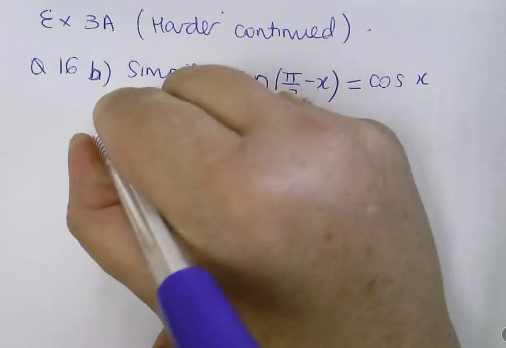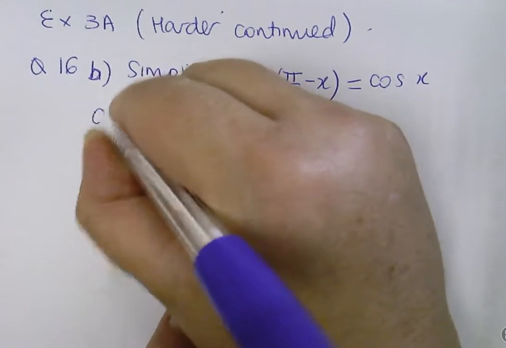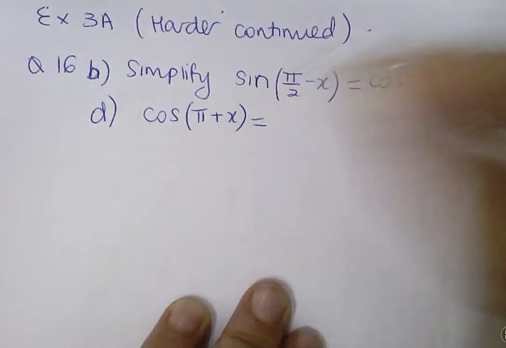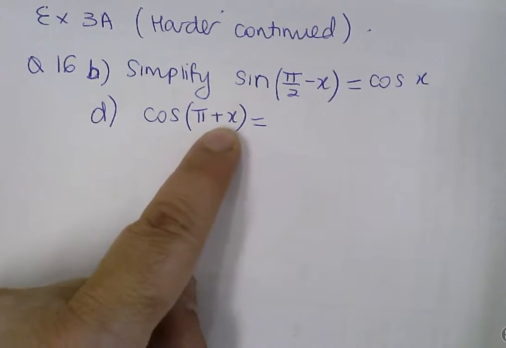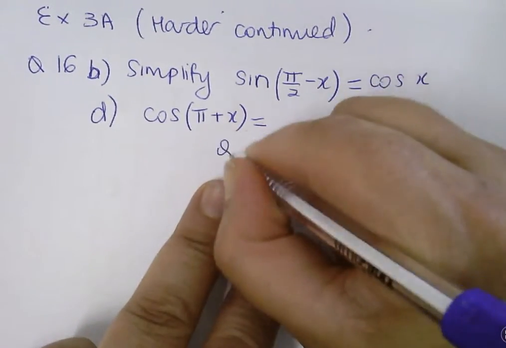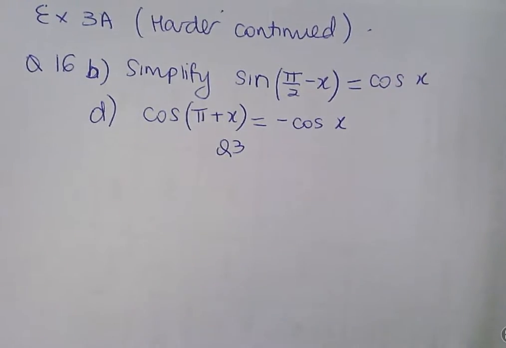Let's just look at 16D. I'll just do one more. Cos of pi plus x, that's like cos of 180 plus theta. We're in quadrant 3. All stations to central. Negative cos of that acute angle. Yes? 180 plus theta, quadrant 3. So cos is negative in quadrant 3, so that's negative cos x.